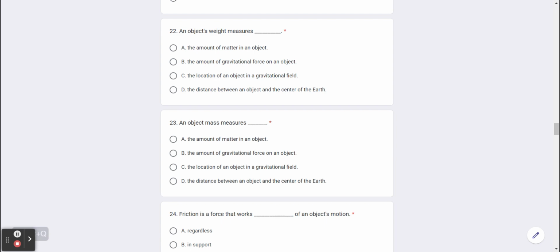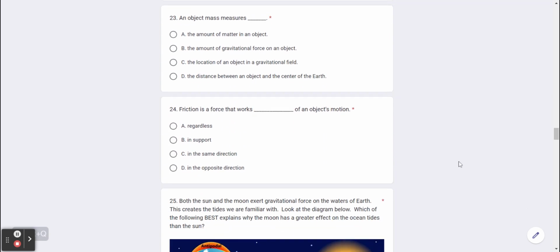23. An object's mass measures A, the amount of matter in an object, B, the amount of gravitational force on an object, C, the location of an object in a gravitational field, D, the distance between an object and the center of the Earth.